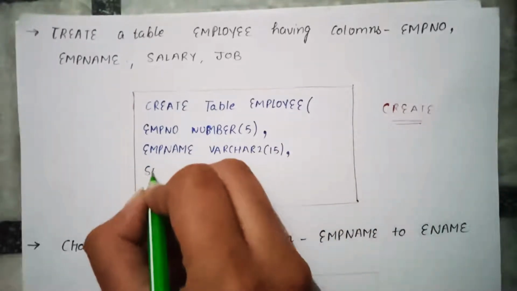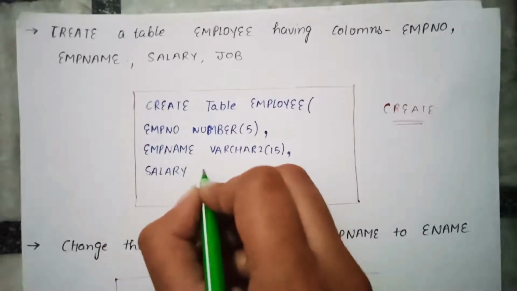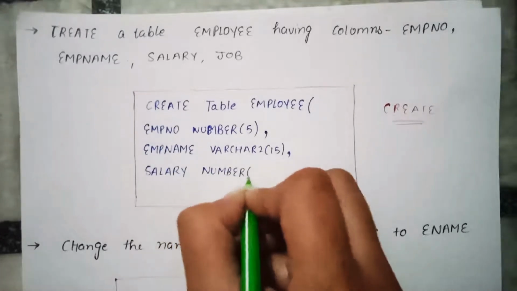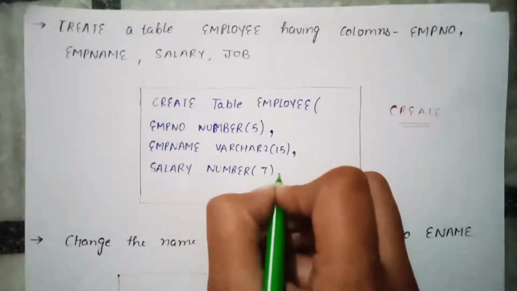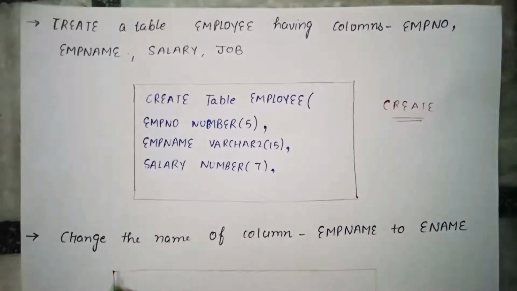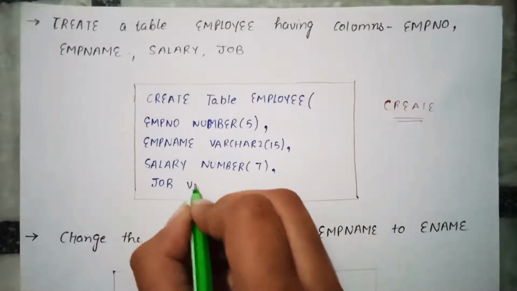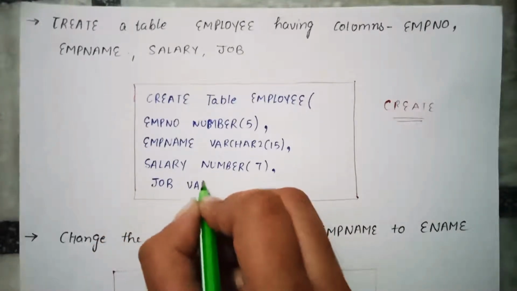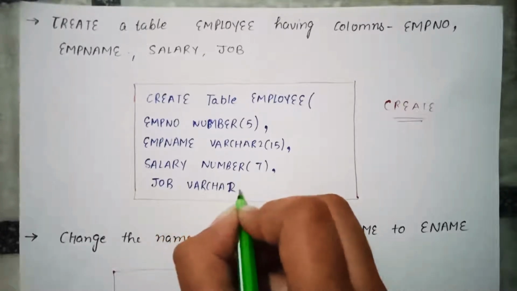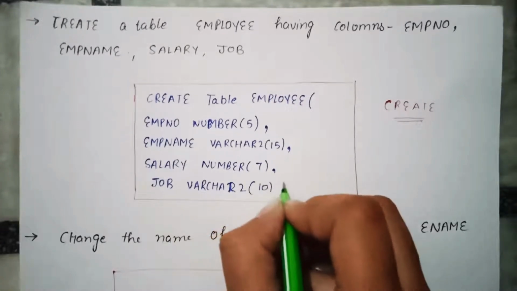Next is the salary column. Salary will again be of number type, with maximum length 7. Okay, next is job. Now the last column in this table will be job. Job is of varchar2 type because it is of string type, and the maximum length will be 10.